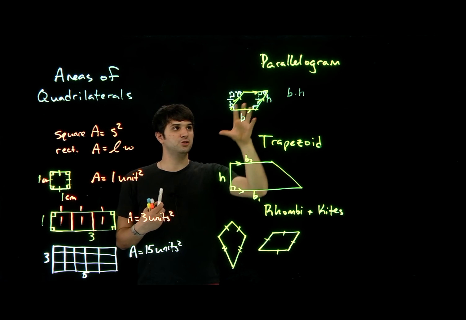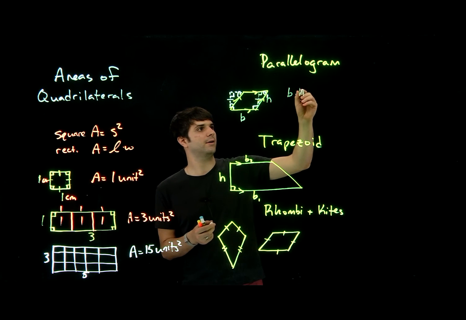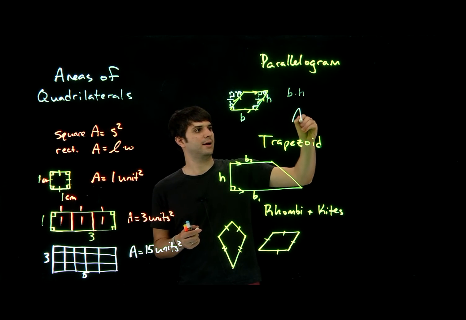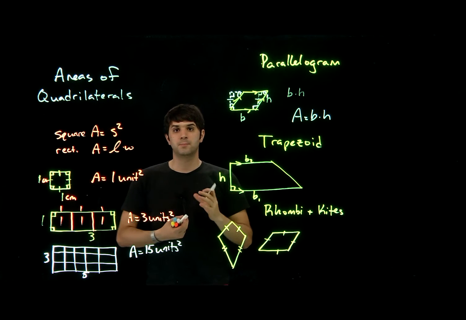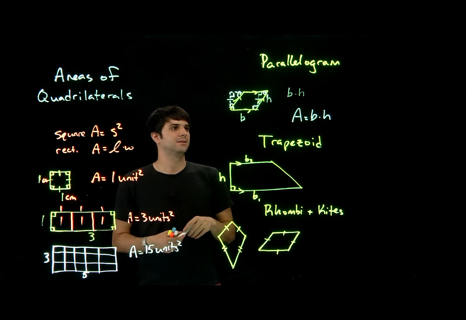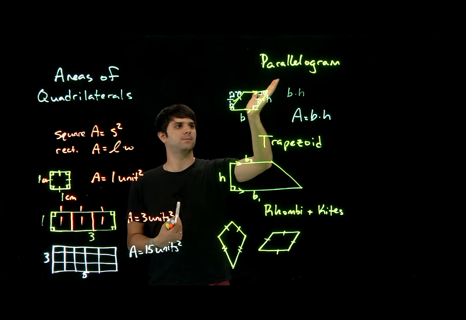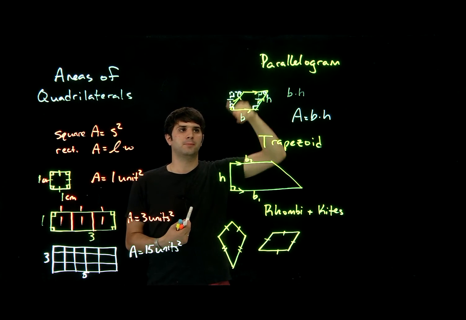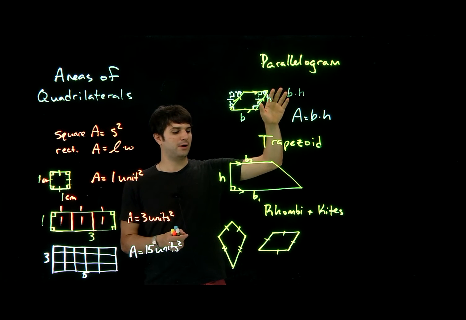And so we can actually use this formula, base times height, for any parallelogram. Let me write this down: area equals base times height. Now you have to recall what the base is and what the height is. We're not talking about this slant height, we're talking about a perpendicular line to the base. So this is the area of any parallelogram.